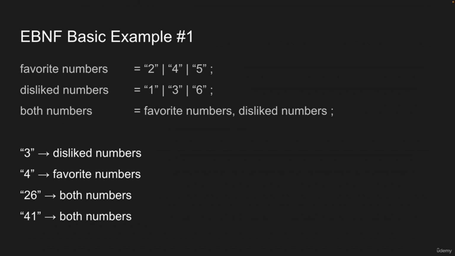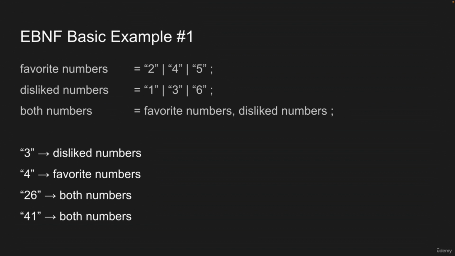And then for both numbers, the comma represents concatenation, which just means add them together. So for both numbers, we're saying it has to be a favorite numbers plus dislike numbers. Look at the examples below. 3 means dislike numbers, because 3 is one of the options in the alternation, right? And then 4 is an option in favorite numbers, right?